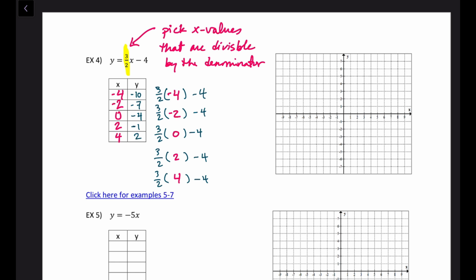Left 4, down 10, that's off the graph again, so I'll skip that one. Left 2, down 7. And then just down 4, right 2, down 1, and right 4, up 2. Those are linear, so we should be doing straight lines again. Just stopping at plotting the points is not enough. We are graphing lines, so make sure you are connecting those.